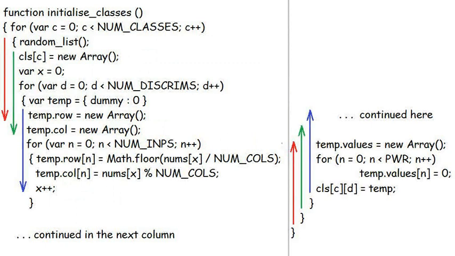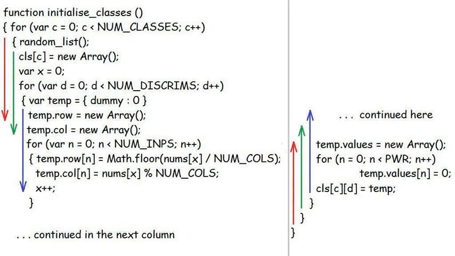I'm sorry, when it came to putting up function initializeClasses on the screen, I either had to display it at a font size that would make you squint, or split it rather inelegantly into 2 columns. At least this way you stand a fighting chance of being able to read the code. Function initializeClasses sets all the pattern classes to blank, and sets up the connections between the discriminators of each class and the pixels on the input grid.